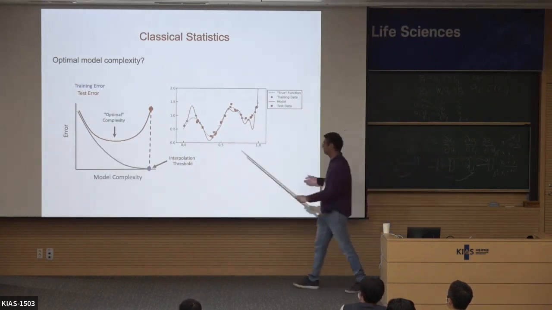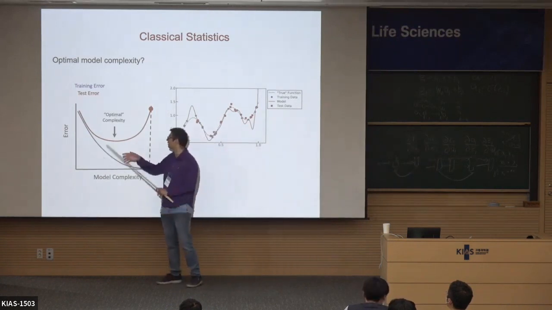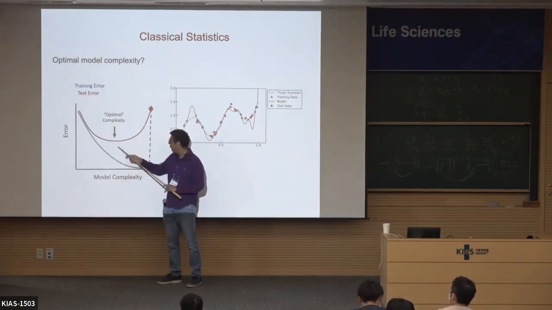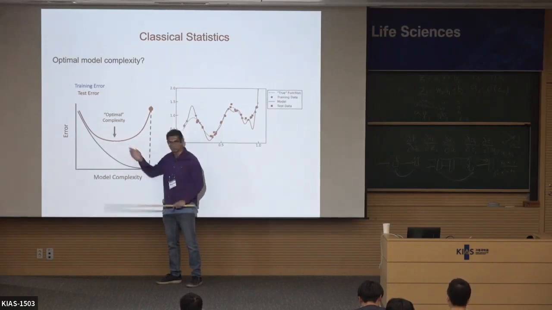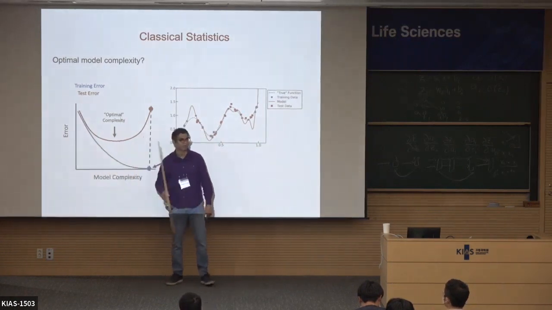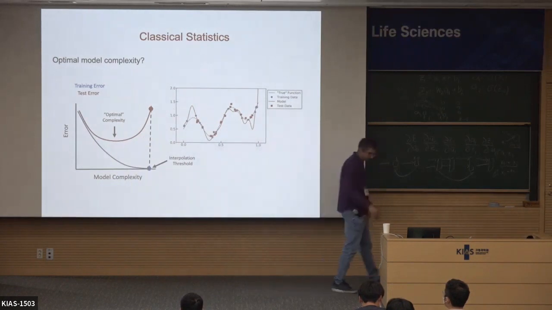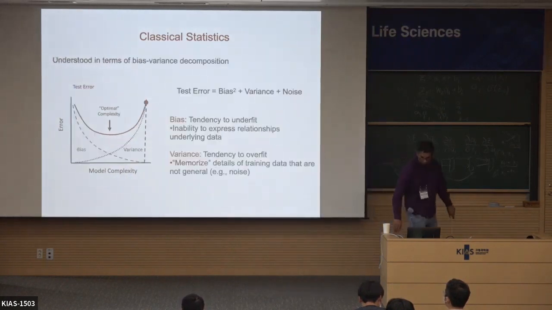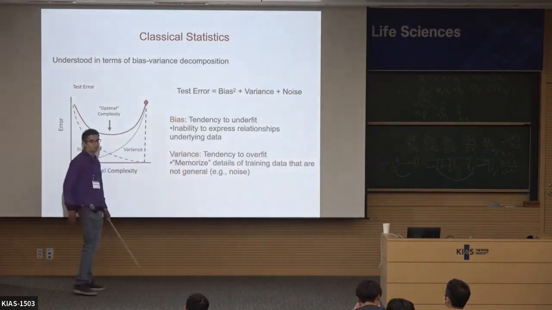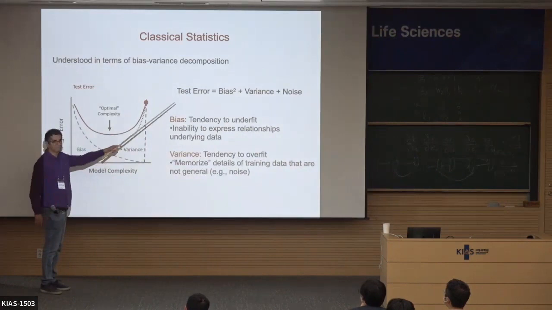Again, the classical statistical intuition has always been that the optimal complexity is some intermediate level, where the training error is not zero, but I have this kind of trade-off. Because here I'm overfitting, here I'm underfitting, and the optimal thing is right here. So, as we discussed earlier, the way we like to think about this is that we decompose the test error into three components: a bias, a variance, and a noise.